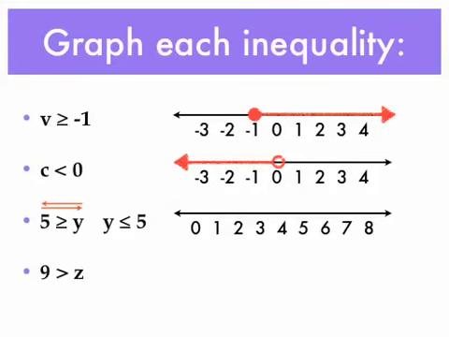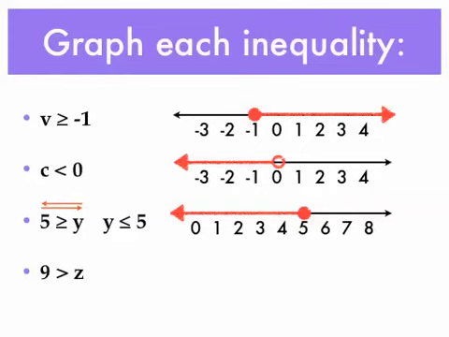But notice you cannot just flip your 5 and your y. You also have to flip your inequality sign. Now I can graph y is less than or equal to 5 by putting a closed dot at 5. And I know I need to shade to the left because to the left of 5 are the numbers that are less than 5.